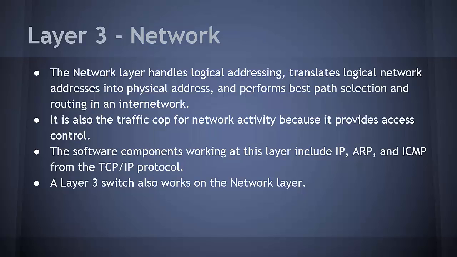Layer 3, the network layer. The network layer handles logical addressing, translates logical network addresses into a physical address, and performs best path selection and routing in an internetwork. It is also the traffic cop for network activity because it provides access control. The software components working at this layer include IP, ARP, and ICMP from the TCP/IP protocol suite. A layer 3 switch also works on the network layer.